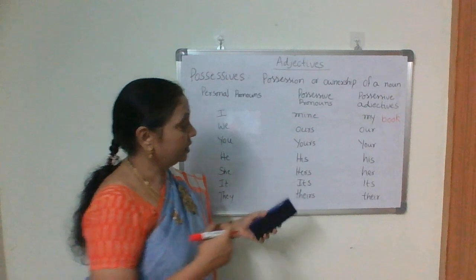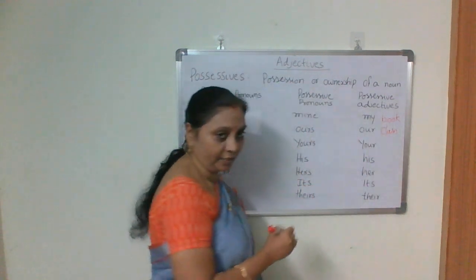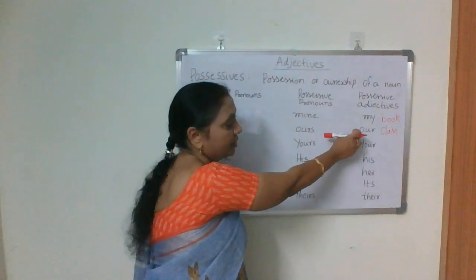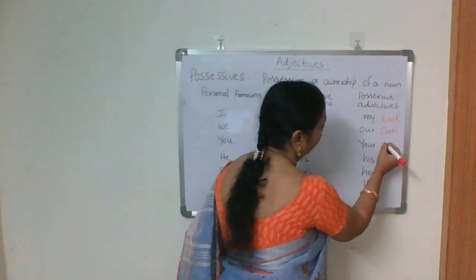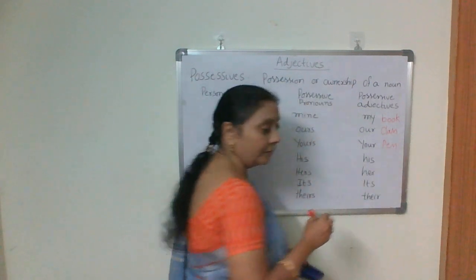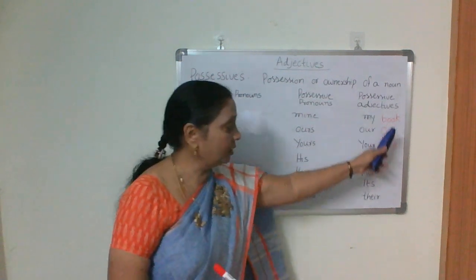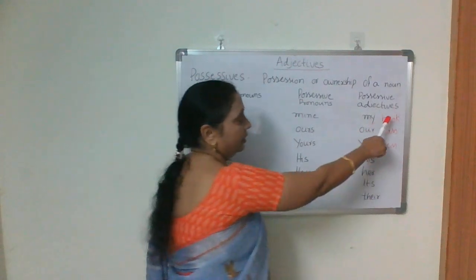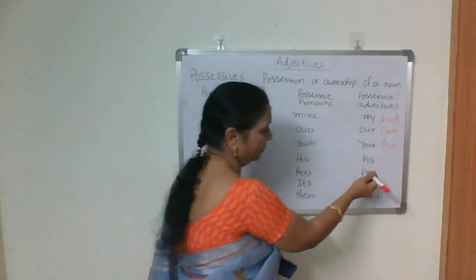Okay, this is our class or classroom. This is our class. For we, what is the possessive adjective? Our. This is our class. Your pen. That is your pen. So these are all nouns and these are all possessive adjectives. And the determiners are used before nouns. So it is serving the purpose.